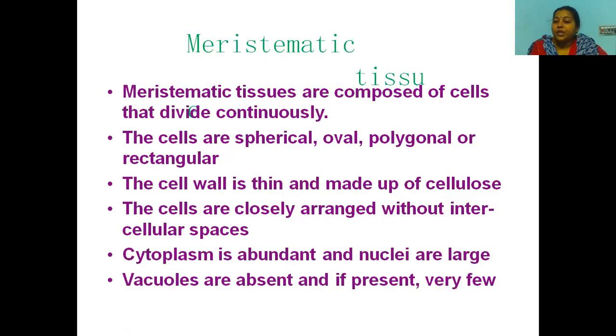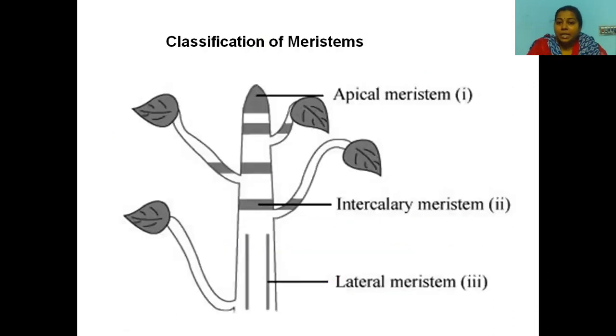Cytoplasm is abundant and nuclei are large. Vacuoles are absent; if present, very few are present. In the case of meristematic tissue, vacuoles are absent. Even if present, they are very small in size, like in animals.